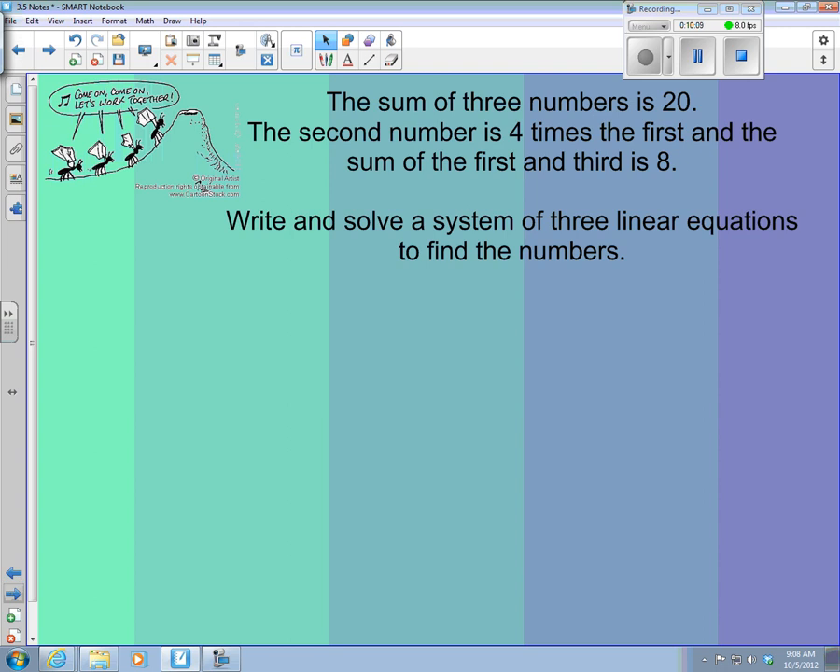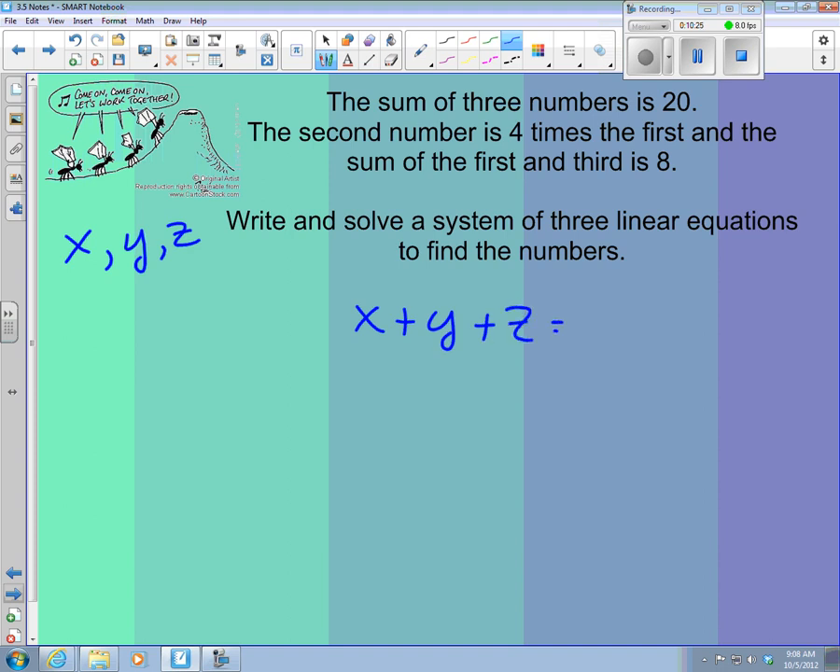And we're going to try setting this one up. The sum of three numbers is 20. I'm going to say my first number is x, my second number is y, and my third number is z. So the sum of three numbers is basically this: x plus y plus z equals 20. The second number is 4 times the first number. The second number is y, so y is 4 times the first number, so that's 4x. So y equals 4x.